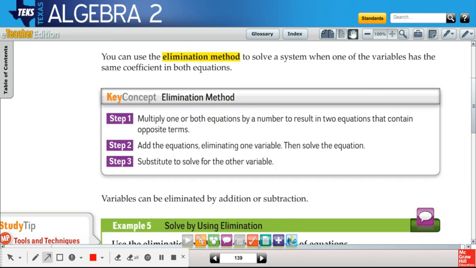Step 3, substitute to solve for the other variable. So from step 2, once you solve for the first variable, for example, if you solve for x, then go to step 3, plug in the x and solve for y. Or vice versa. In step 2, if you solve for y, in step 3, plug in for y and then solve for x. And you would do the same process if it was other letters.